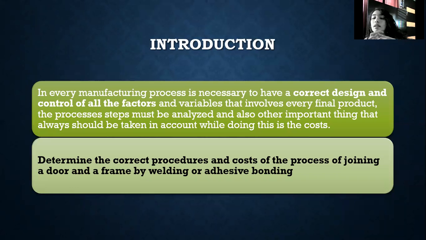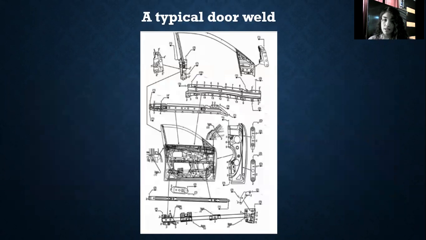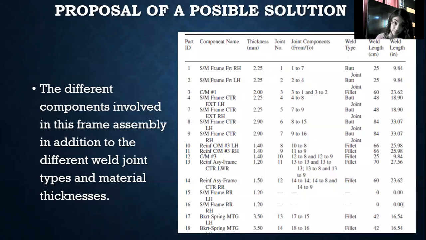So the study of the design and the factors is very important. The case statement: a frame, a door, and a car will be joined, and it is intended to know the process and cost of them. This is the design of the frame. This is the design of a typical door weld. It has a lot of joints, well, a lot of points to weld.